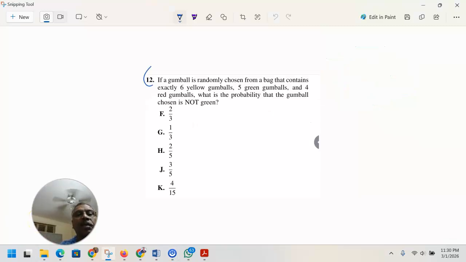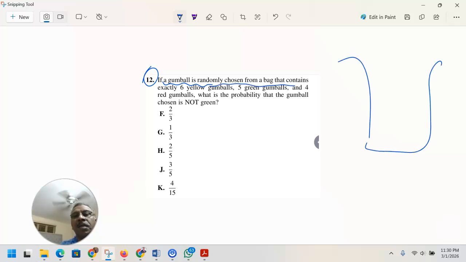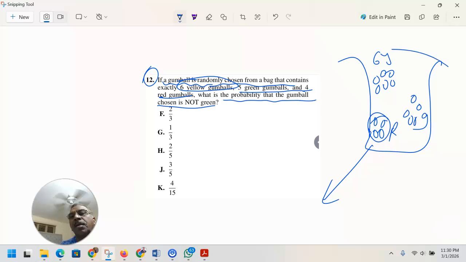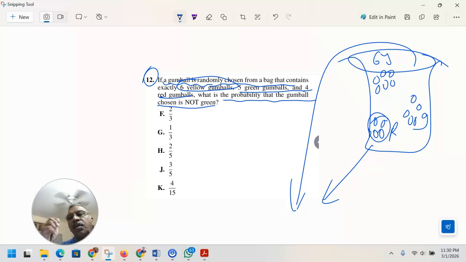Question number 12. If a gumball is randomly chosen from a bag of 6 yellow, 5 green, and 4 red, so there are 4 red here. What is the probability that a gumball chosen is not green? Now what you are doing is picking one ball from the bag, and from here you pick one. So what are the chances that it's not going to be green?